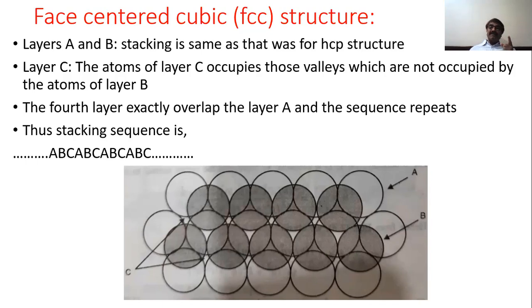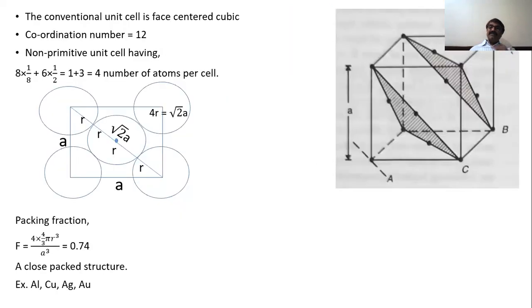And how these three layers are arranged will be clear from the unit cell as we can see here. The atoms are arranged at the corners of the unit cell and at the center of each face of the unit cell. Since the unit cell is cubic, how many faces does it have? It has 6 faces: 1, 2, 3, 4, 5 and 6.